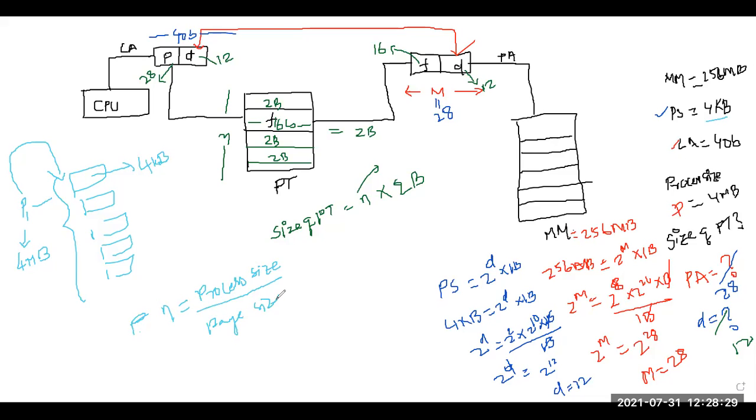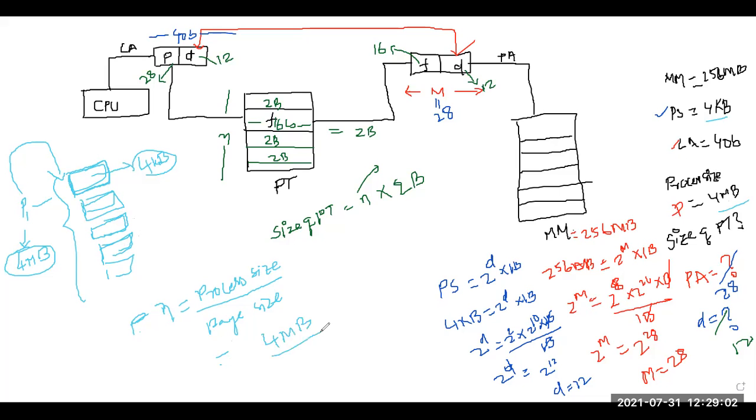Yes or no? How to calculate n? N is the number of pages required to store the process. I know the process size, and I know the size of each page. If I divide the process size by the size of the page, I get how many pages we require to store this process. This is n. In this case, the size of the process is given as 4 MB.